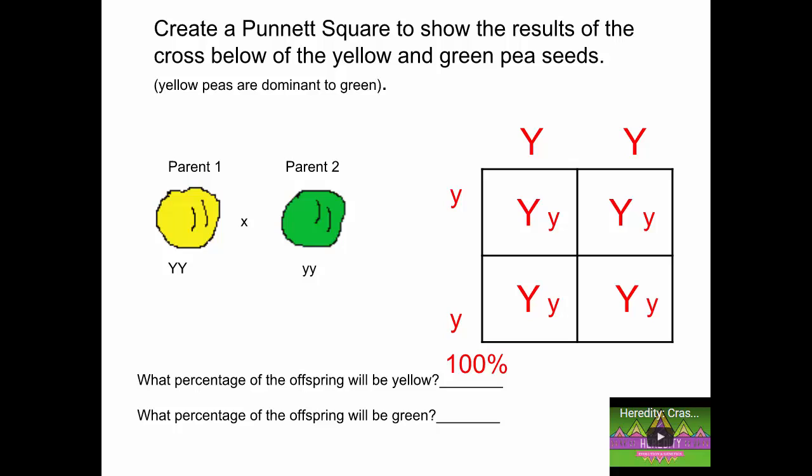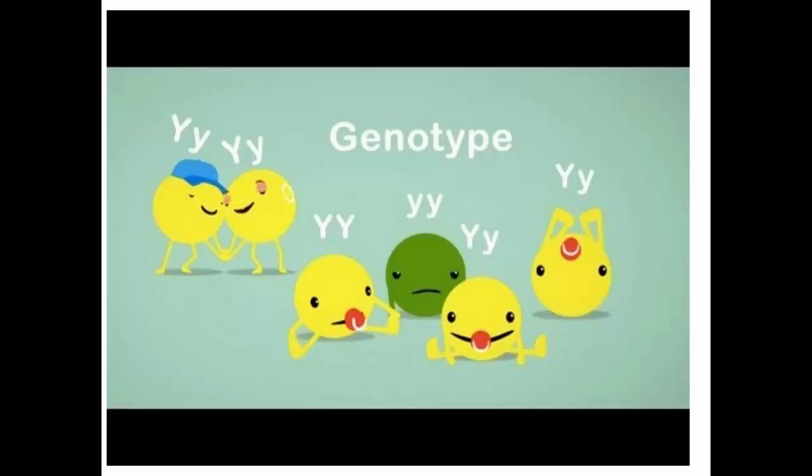So if we know 100% of the offspring is yellow, what percentage is going to be green? 0%. Why is it 0%? One or the other. Yeah. So you have 100% and 0%.